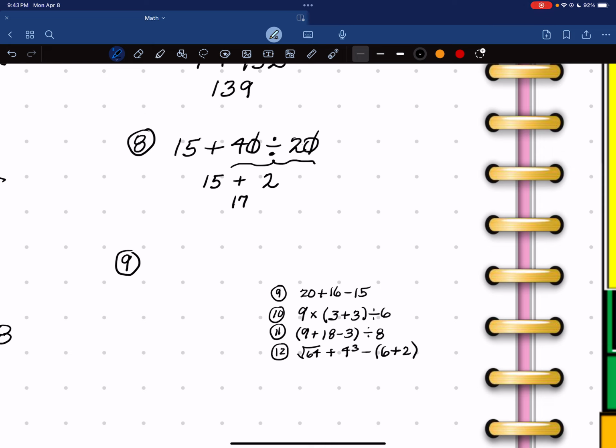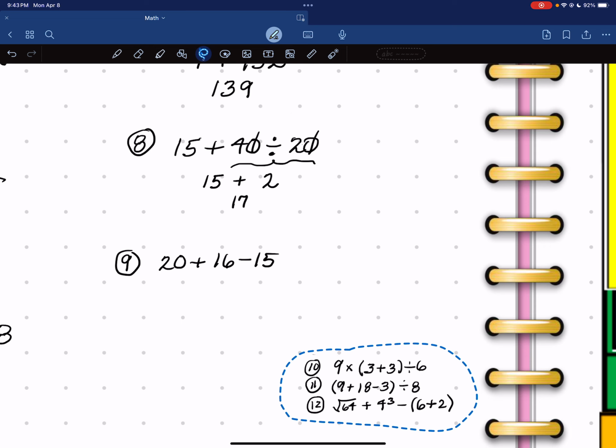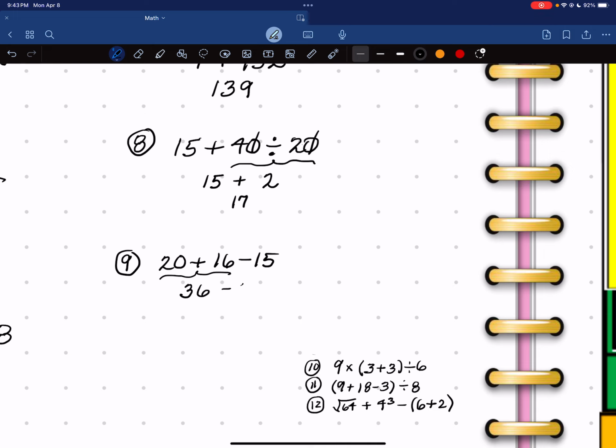And I'm down to the point that I'm running out of room. So I may need to just copy these problems. I think I can get this one in there. Okay, this one is no grouping symbols, no exponents or roots, no multiplying or dividing. So we add or subtract from left to right. So 20 plus 16 is going to be 36. Drop that minus 15, and you will end up with 21.